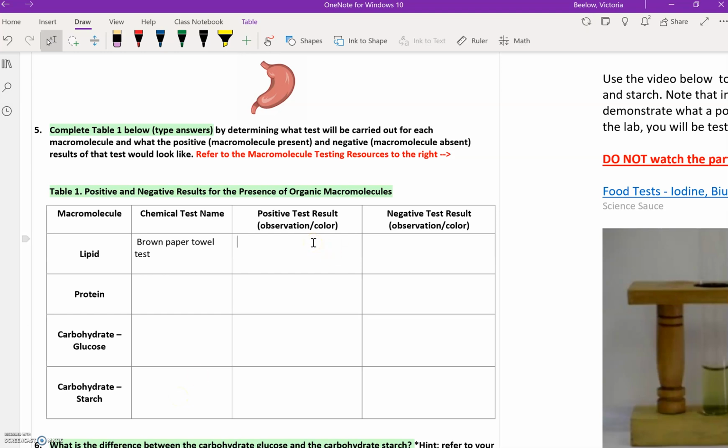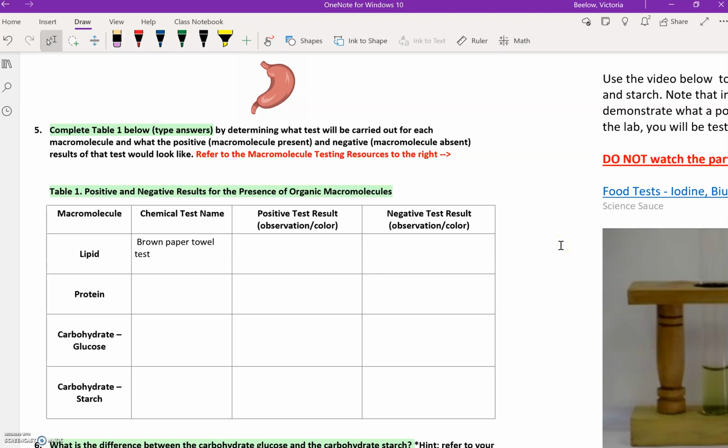And then you have to indicate what a positive result would look like, meaning that macromolecule is present, and what a negative result would look like, if that macromolecule was not present, okay? For these ones, they might just be no change, like there's no change in the color for these guys here.